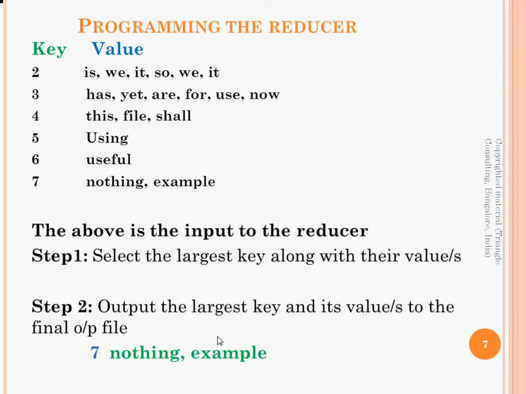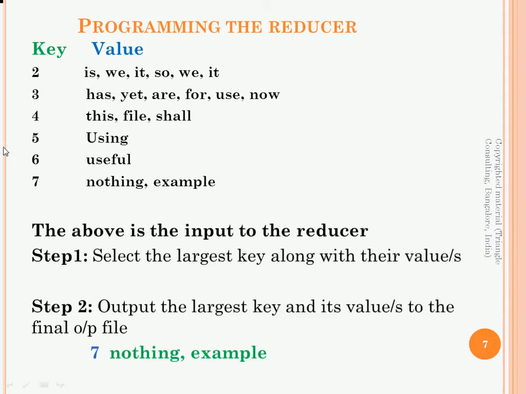According to the problem statement, in step 1, we select the largest key along with the values. Among all the keys 2, 3, 4, 5, 6, 7, this above file is going to be the input to the reducer code. Where did we get these key value pairs from? This was the result of the sort and shuffle phases. So in step 1, we select the largest key along with the values, so obviously we have to select 7 along with the values. And in step 2, we output the largest key and its value to the final output file.